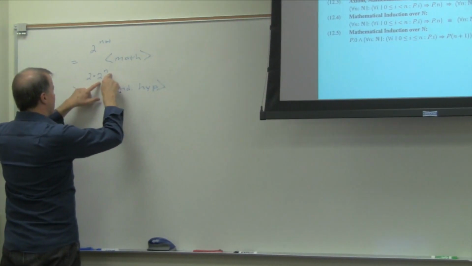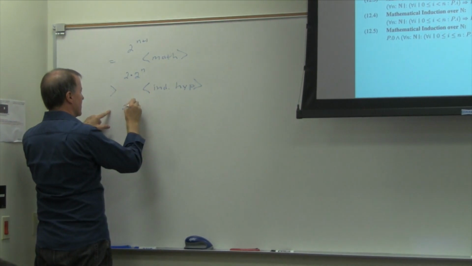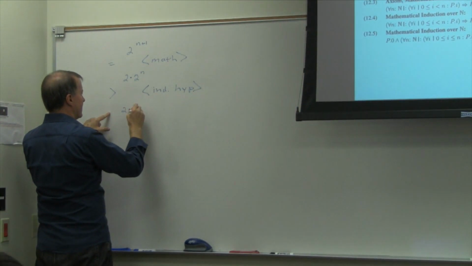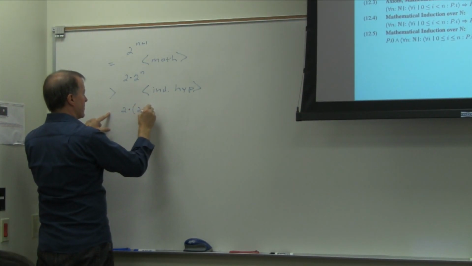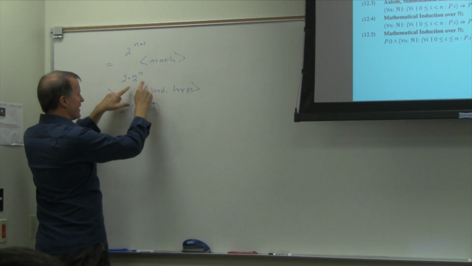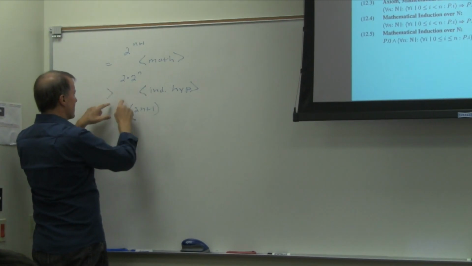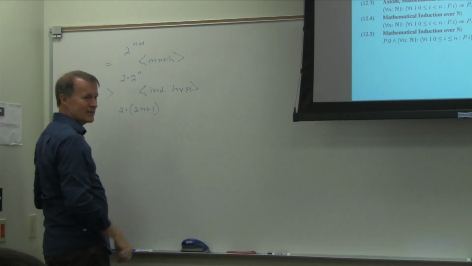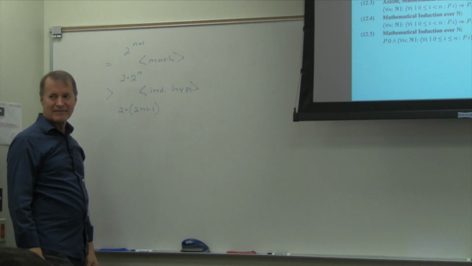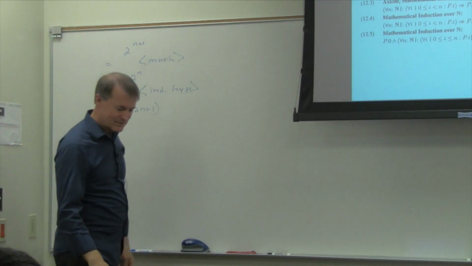So this is greater than what? This is greater than 2 times what? 2n plus 1, right? Because what we're saying is that if 2 to the n is greater than 2n plus 1, then 2 times 2 to the n is greater than 2 times 2n plus 1. Everybody, do you buy that? That's some reasoning with inequalities, right?